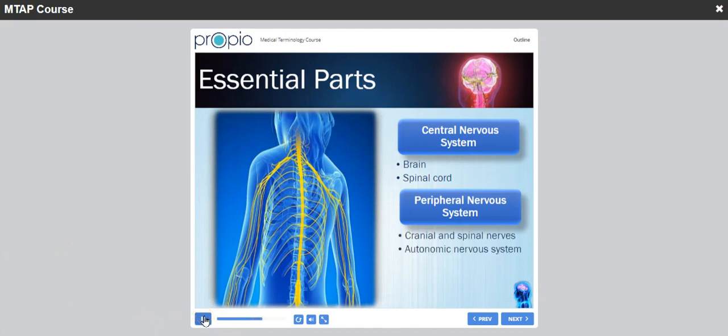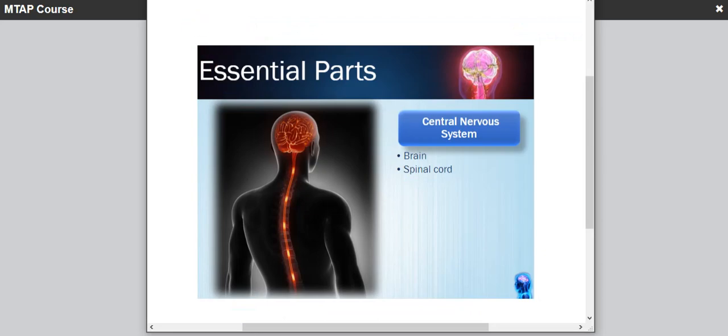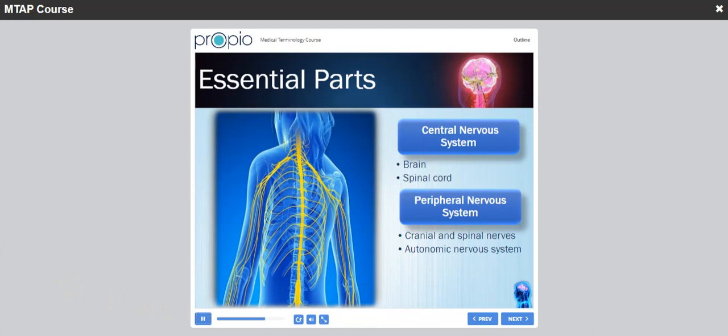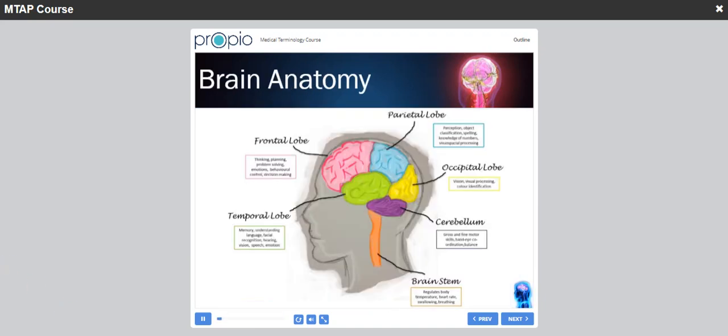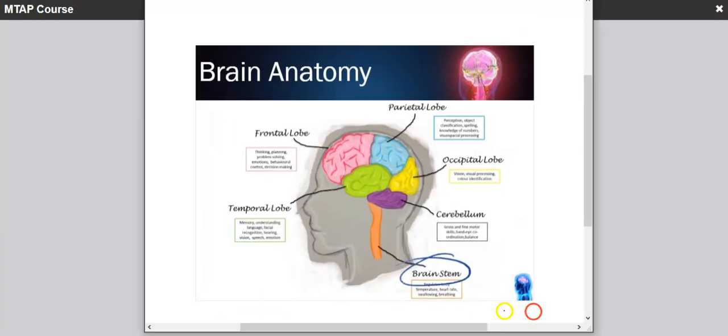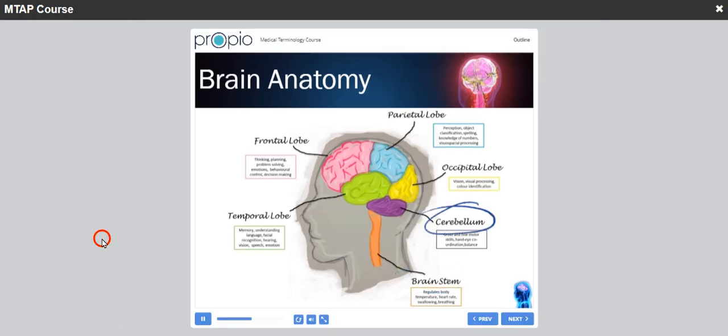Central nervous system includes the brain and the spinal cord. The brain consists of cerebrum, brainstem, that's midbrain, pons, and medulla oblongata, and cerebellum. Here's the anatomy of the human brain. You can see frontal lobe, parietal lobe, occipital lobe, temporal lobe, cerebellum.